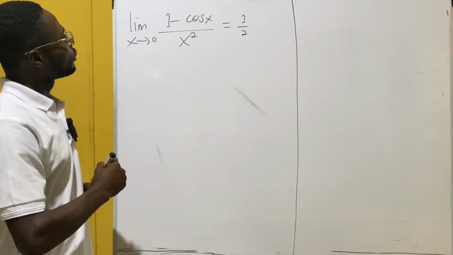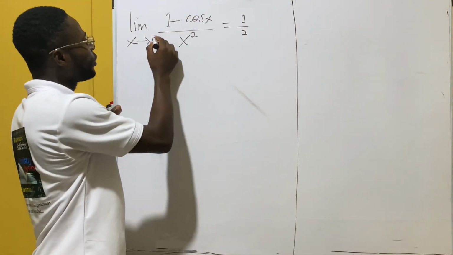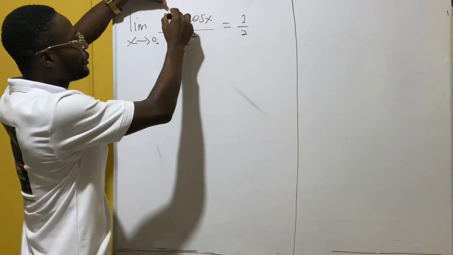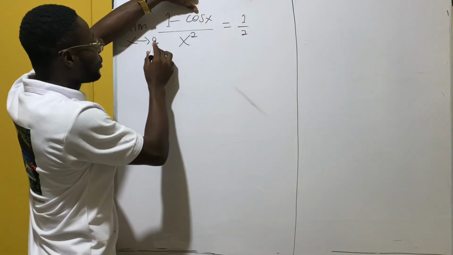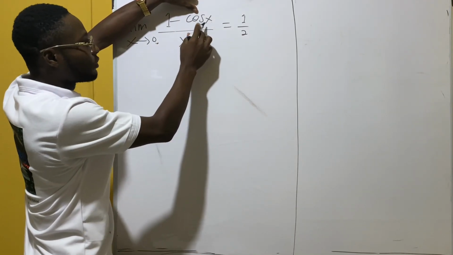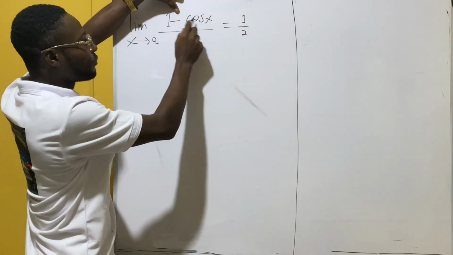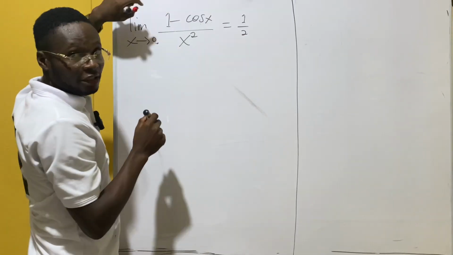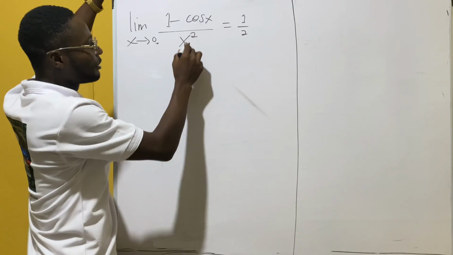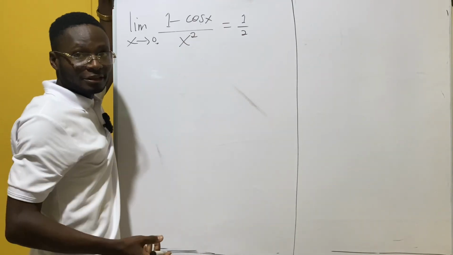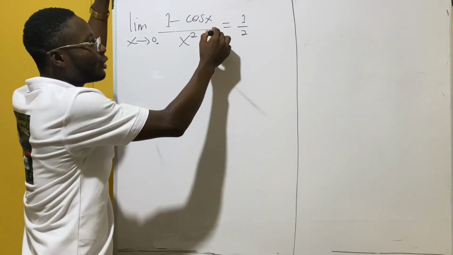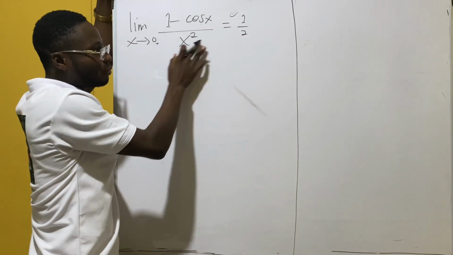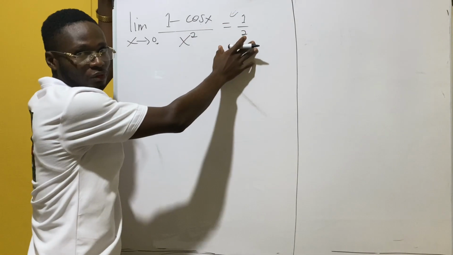When you try direct substitution here, you put 0 in, and you're going to have cos 0, which is 1. So you have 1 minus 1, which is 0. So we have 0 over 0 squared, and that is indeterminate. That disqualifies direct substitution because we want to prove that this particular limit is equal to half.